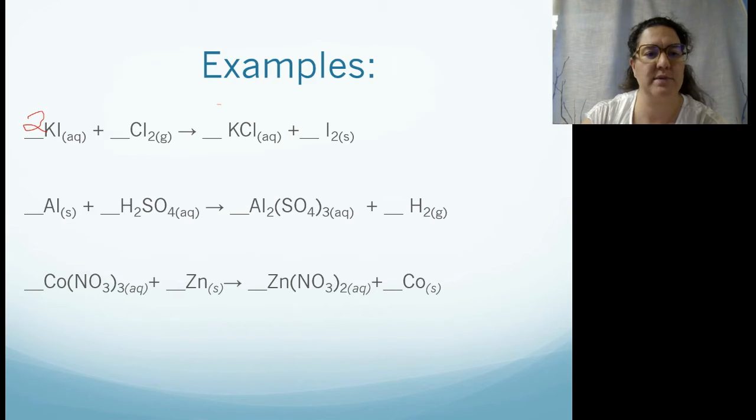Okay, now I have 2 potassium, 2 iodide, 2 chloride. Oh, the 2 here went away. 2 potassium, 2 chloride, 2 iodide. So my equation is balanced.